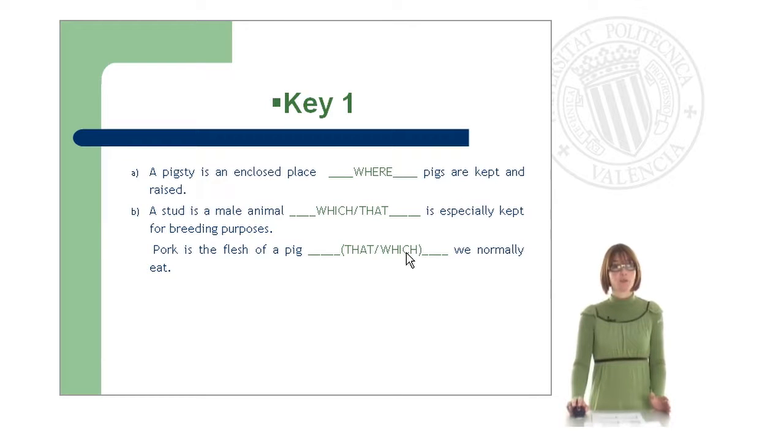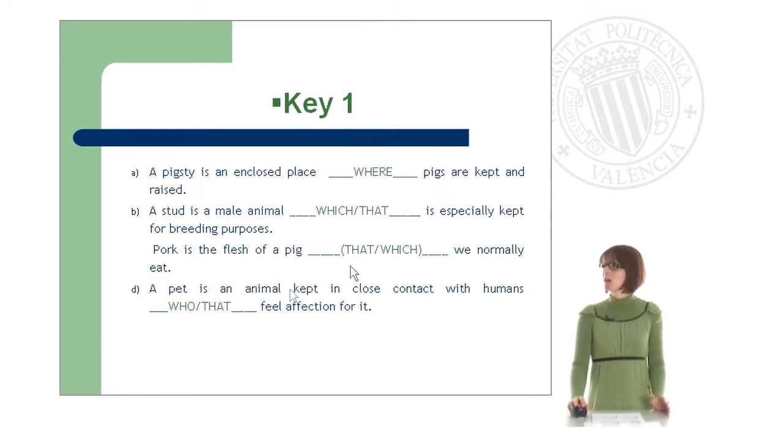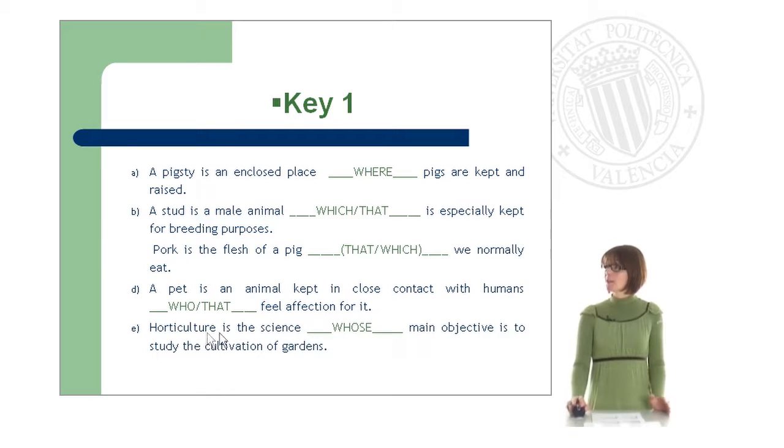Let's have a look at the next one. D. A pet is an animal kept in close contact with humans who or that feel affection for it. In this case, the relative who or that is the subject of the verb feel affection for it. So, when relative pronouns work as a subject, they can never be omitted. And let's have a look at the last one. Horticulture is a science whose main objective is to study the cultivation of gardens.